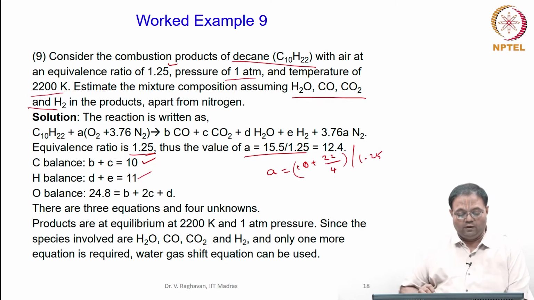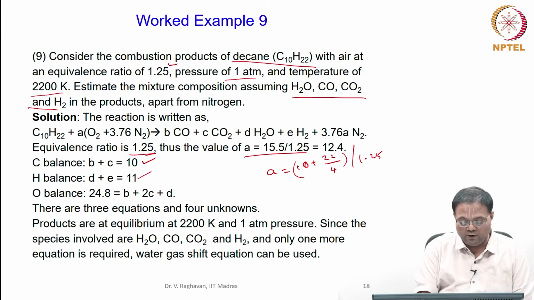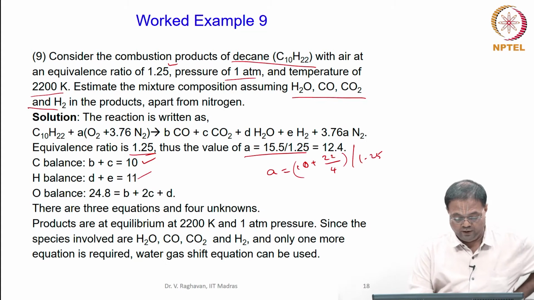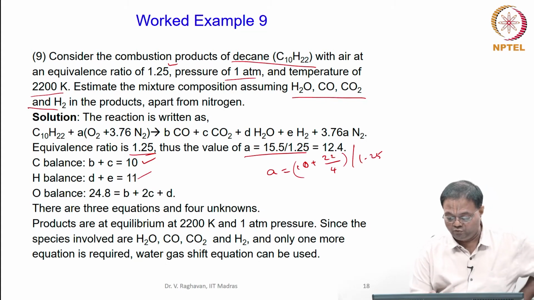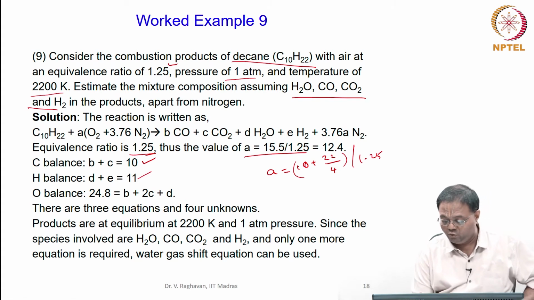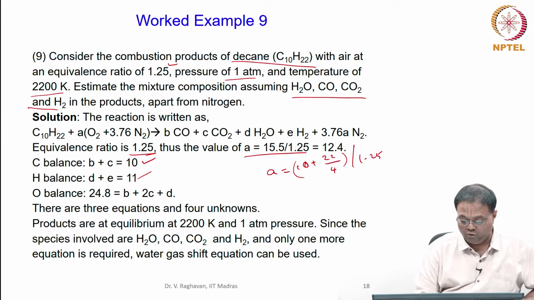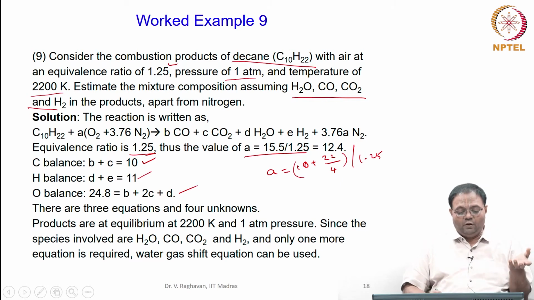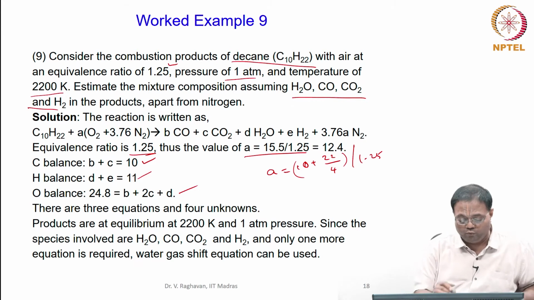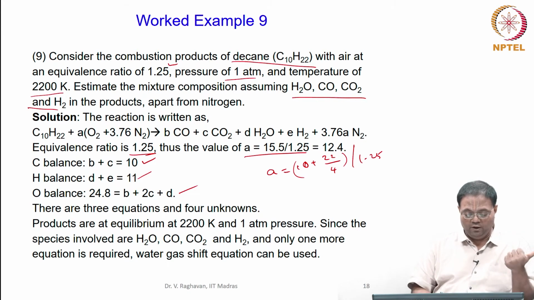Then the O balance will give you the equation: 24.8 will be equal to B plus 2C plus D. In the left hand side, since you know the value of A, 12.4 into 2 is 24.8. So that will be the O balance. So you get 3 equations, but there are 5 unknowns. No, 4 unknowns, because A is also known now. So only 4 unknowns, B, C, D, E, and only 3 equations.